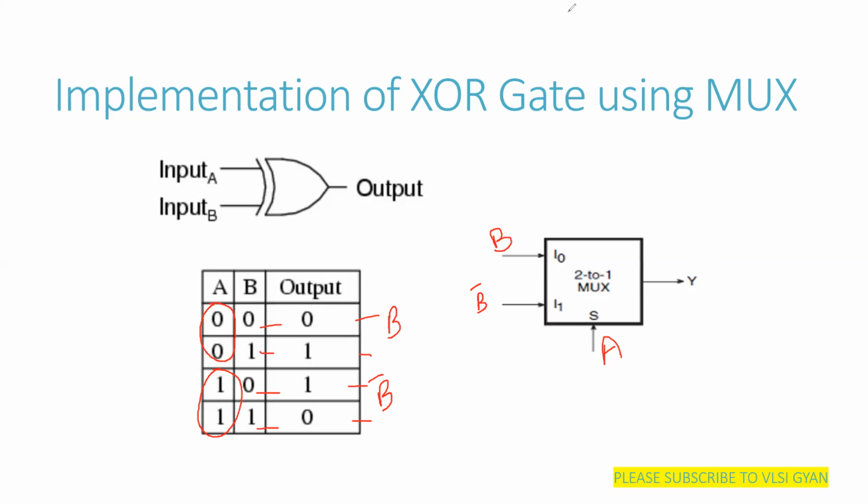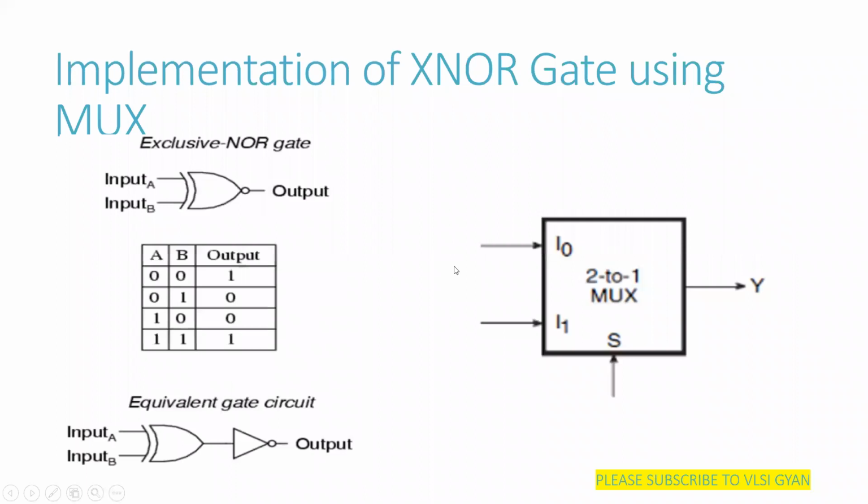Similarly, friends, we have one more gate remaining, that is nothing but our XNOR gate. So let us implement that also using a 2:1 MUX. So this is our XNOR gate, exclusive NOR gate. We have two inputs and a single output. Here we have considered a two input exclusive NOR gate. So the truth table is: when A is 0, B is 0, output is 1; 0, 1, output 0; 1, 0, output 0; 1, 1, output 1.